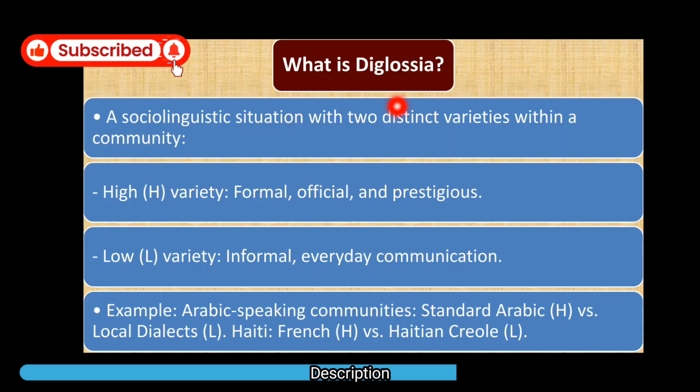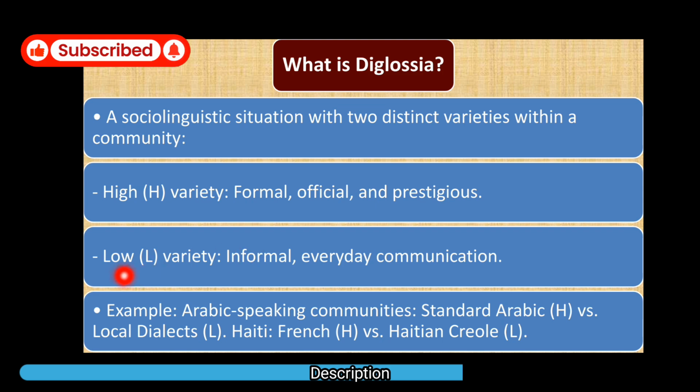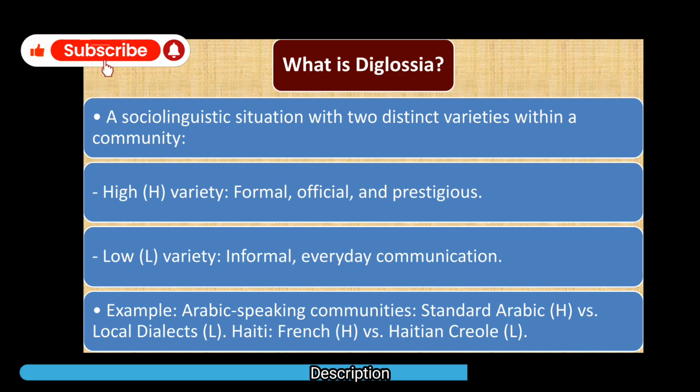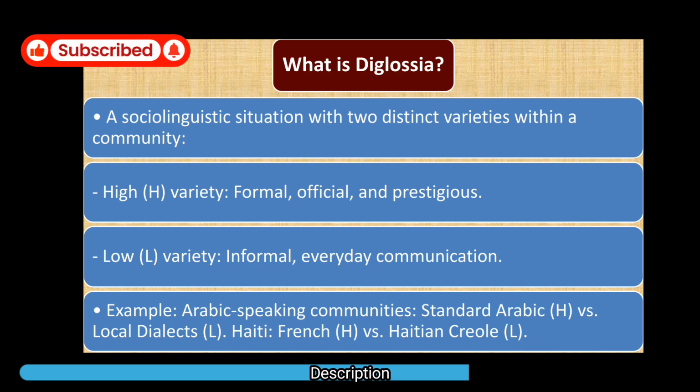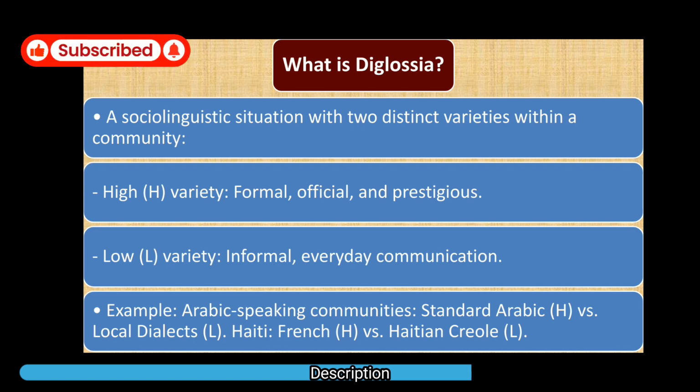Now, what is diglossia? A sociolinguistic situation with two distinct varieties within a community. The high variety, as I told, is formal, official, and prestigious. The low variety is informal, for everyday communication. Example: in Arabic-speaking communities, standard Arabic is the high variety versus the local dialect, the low variety. In Haiti, French is the high variety, while Haitian Creole is the low variety.